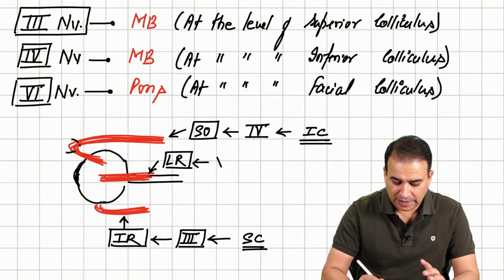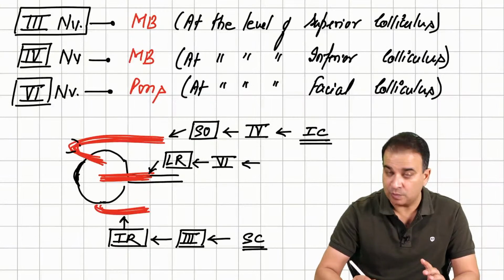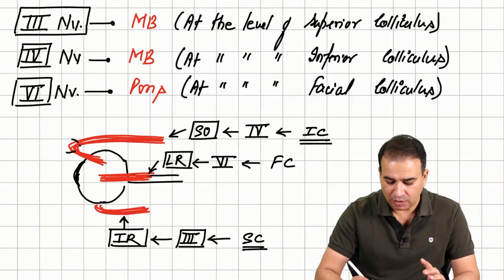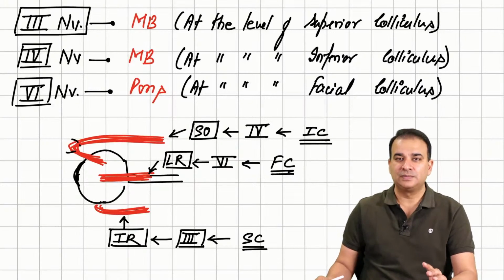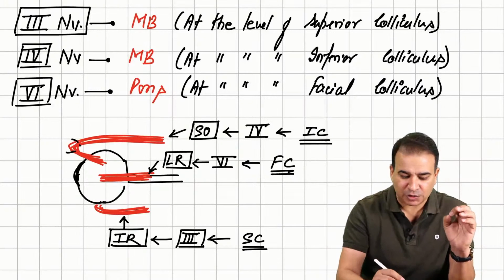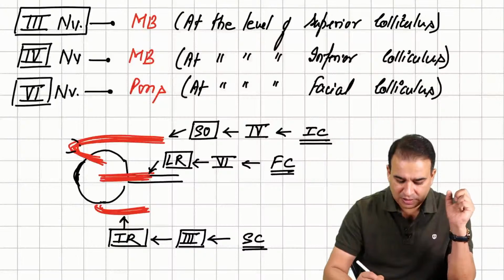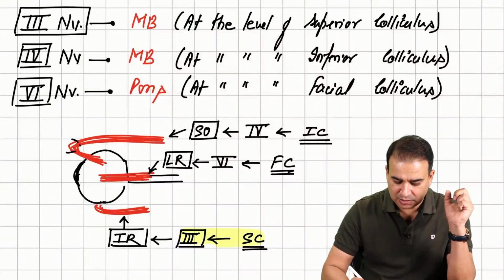Lateral rectus is supplied by the abducens nerve, the sixth nerve, and the abducens nerve comes from the pons at the level of the facial colliculus. They have already asked this question on the third nerve: the third nerve nucleus is present at what level?